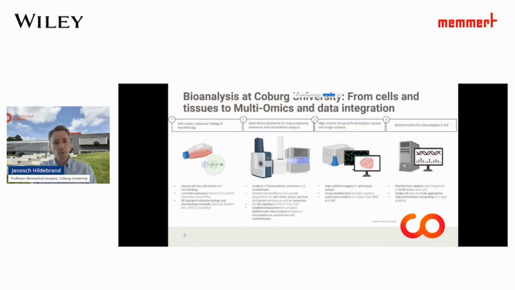So at Coburg University, we have an end-to-end approach from analysis of cells and tissues to multi-omics and data analysis to finally gain biological insights. We have a strong background in cell culture technology, ranging from primary cell cultures to stem cells and three-dimensional organoids, especially human skin models. Beside all classical molecular biology methods, our major pillar, as you can see here under number 2, is our multi-omics pipeline.